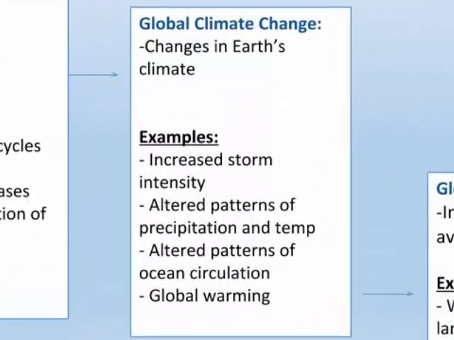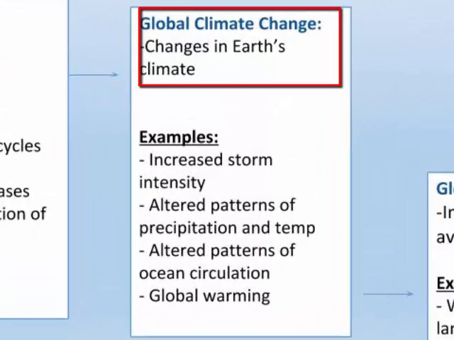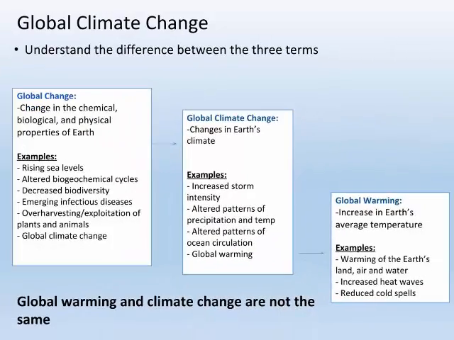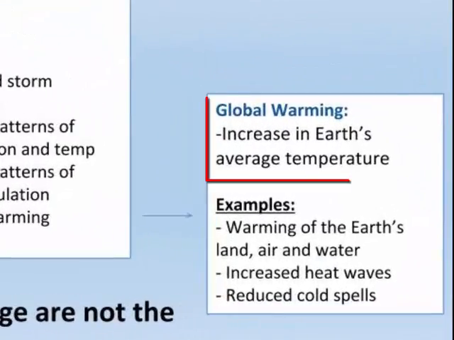Global climate change is quite simply changes in Earth's climate. These changes include stronger storms, altered patterns of precipitation and temperature, changes in patterns of ocean circulation, and global warming. Again, notice that global warming is just one of the many types of global climate change. Global warming is the increase of the Earth's average temperature. Examples of global warming include warming of the Earth's land, air, and water, increases in occurrences of heat waves, and decreases in occurrences and duration of cold spells.